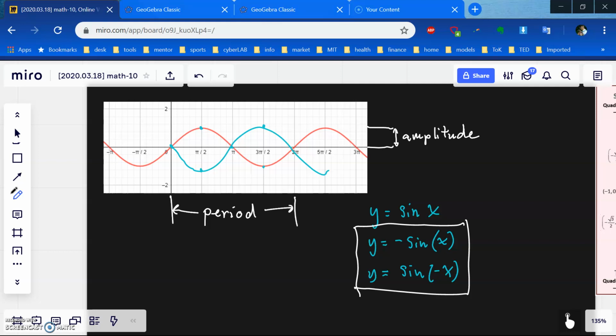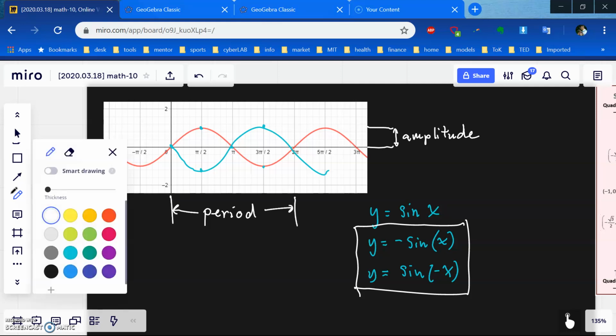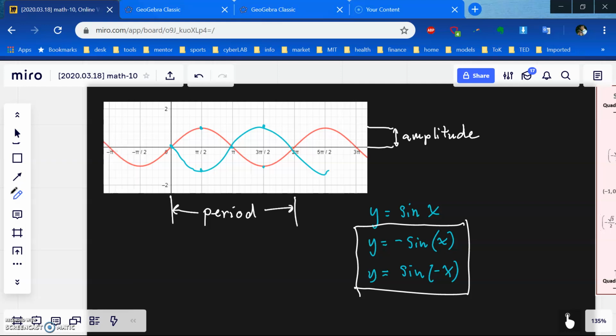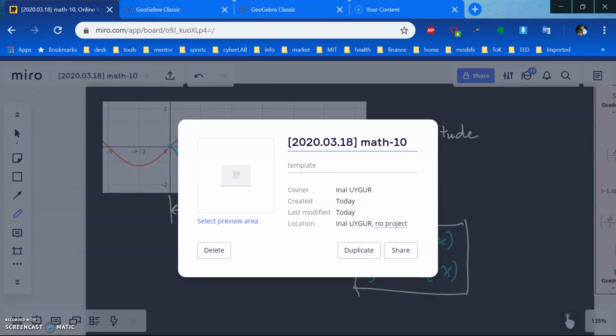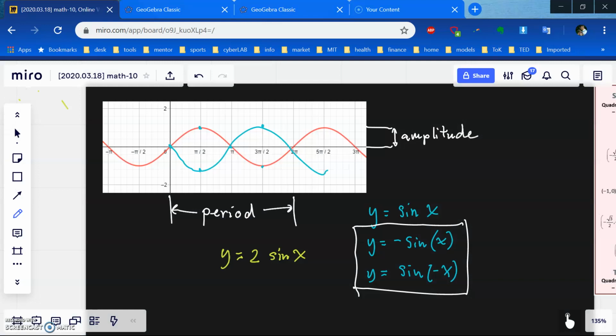Okay? Now, let's try and fiddle with something else. I'm going to do it in green. y equals 2 times the sine of x. Let's think about that. If I'm here, 2 times 0 is going to be 0. If I'm here, 2 times 1 is going to be up here. And if I'm 0, it comes back here. If I get to 3 pi over 2, it's going to come down here.